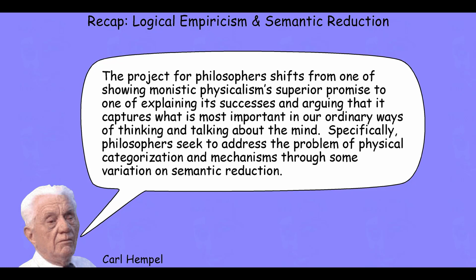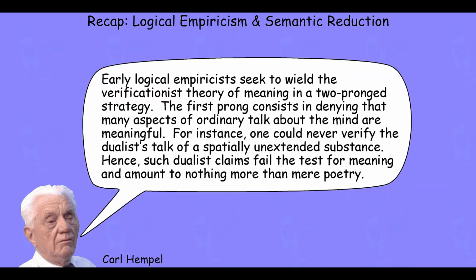Specifically, these philosophers now want to address in a substantive way the problem of physical categorization and mechanisms, and they want to do this through some variation on semantic reduction. Indeed, whether you're a logical behaviorist of the Rileyan stripe or of the empiricist stripe, you both want to claim that our temptation to countenance oppositional substance-mind-body dualism in fact stems from a colossal misunderstanding of our own mental lexicon. In the case of the empiricists, this gets cashed out through their wielding of the verificationist theory of meaning in a 2-pronged strategy.